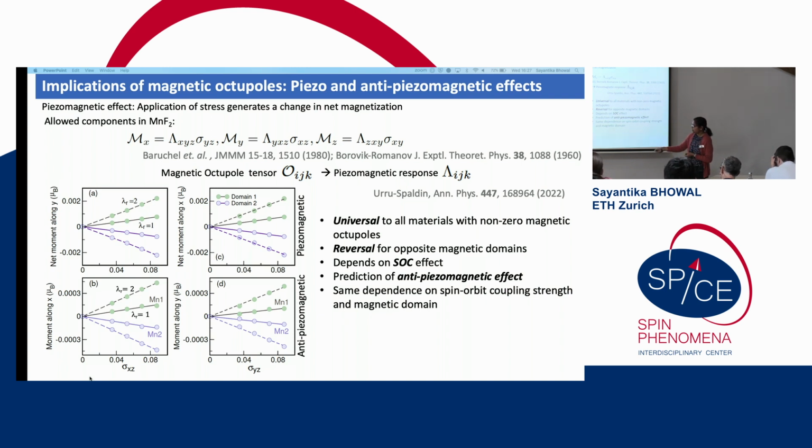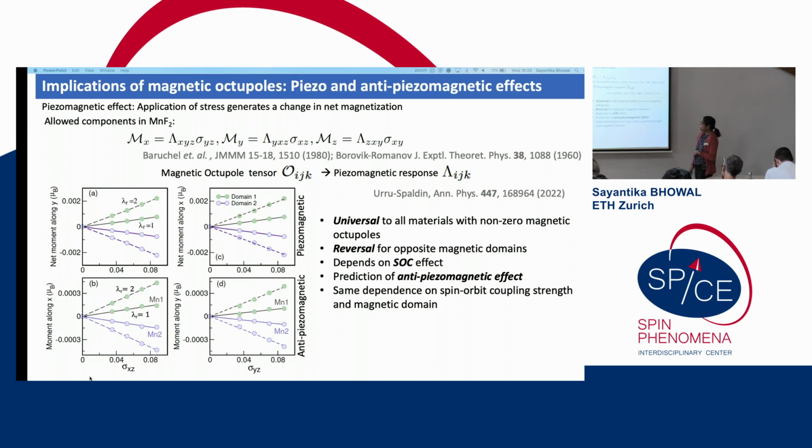we apply stress along XZ, it will generate a moment along the X direction. However, this moment along X has opposite signs for Mn1 and Mn2, and therefore they will cancel out. So we call this effect the anti-piezomagnetic effect because it just leads to canting, so there is no net magnetization in the unit cell because of this antiferrotype magnetic octupole. But very similar to the piezomagnetic response, this anti-piezomagnetic response also switches sign for the opposite magnetic domain, and it also depends on the strength of the spin-orbit interaction.